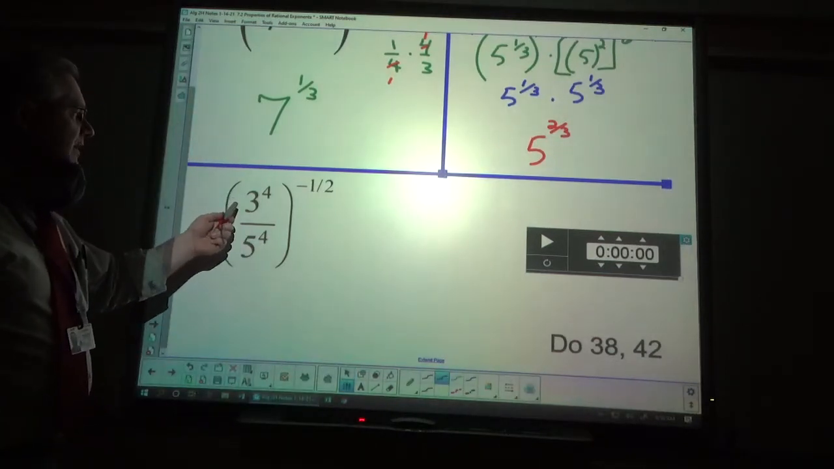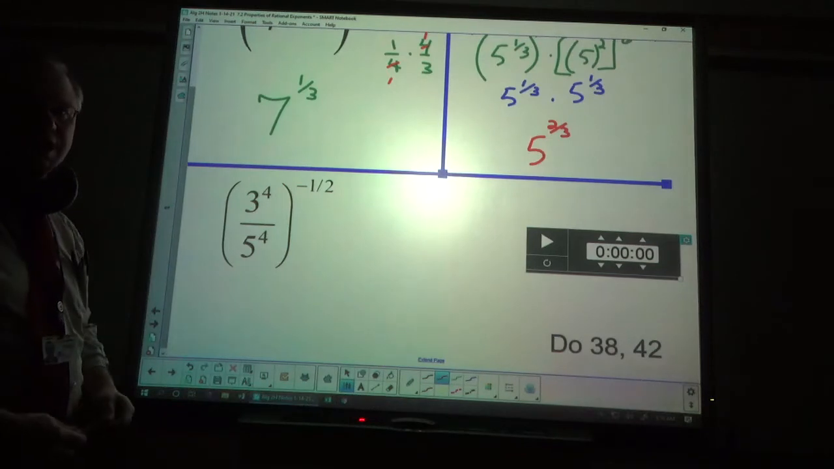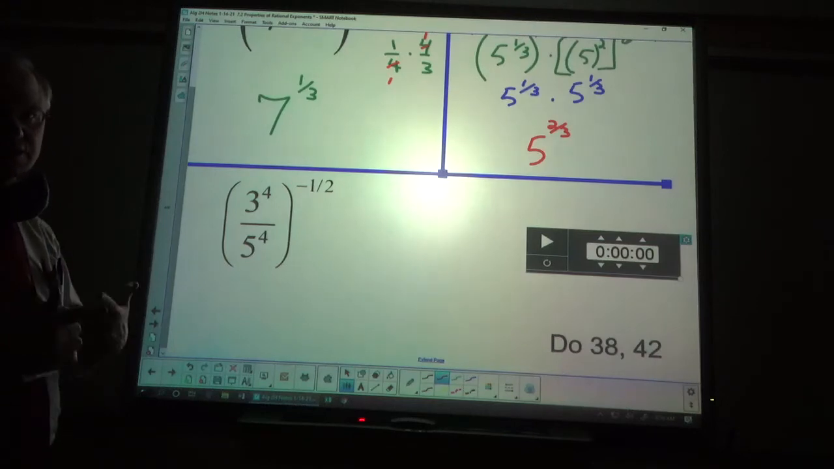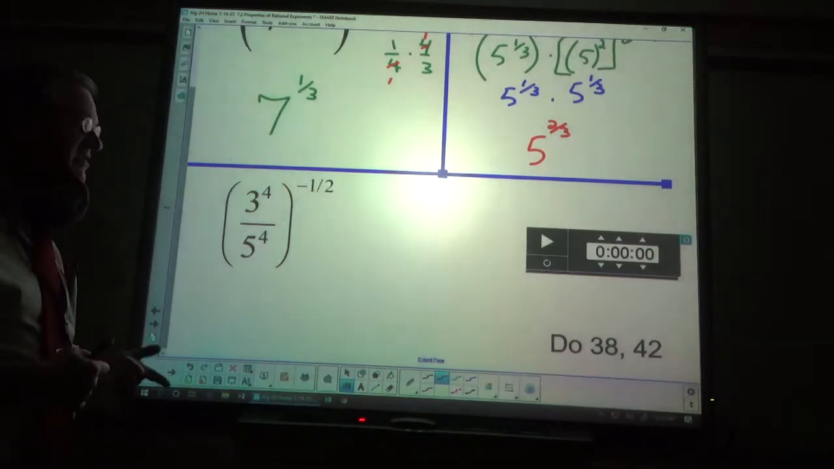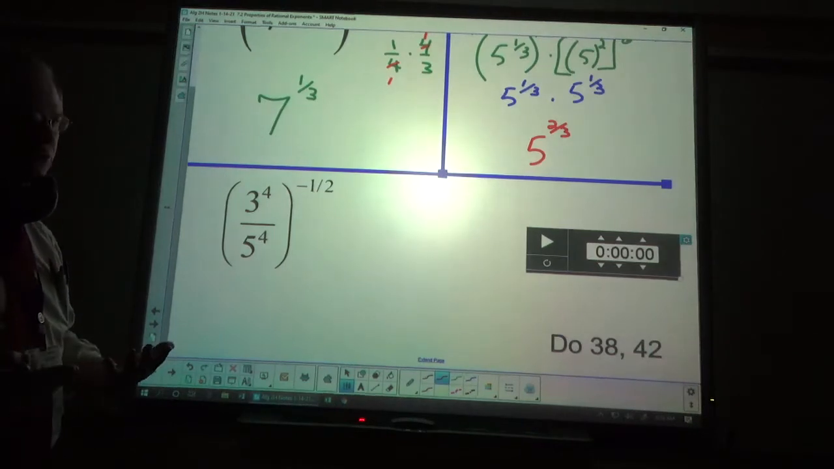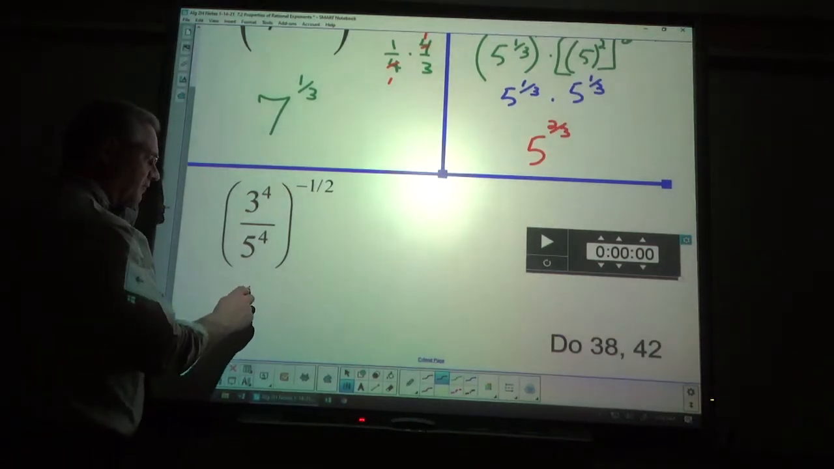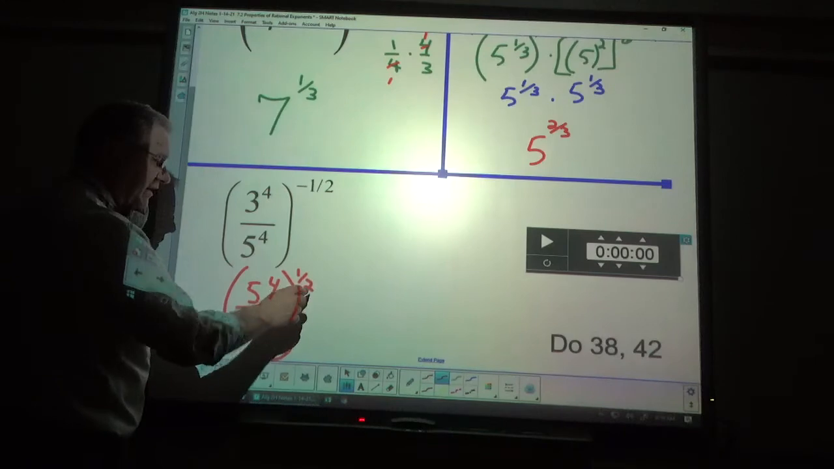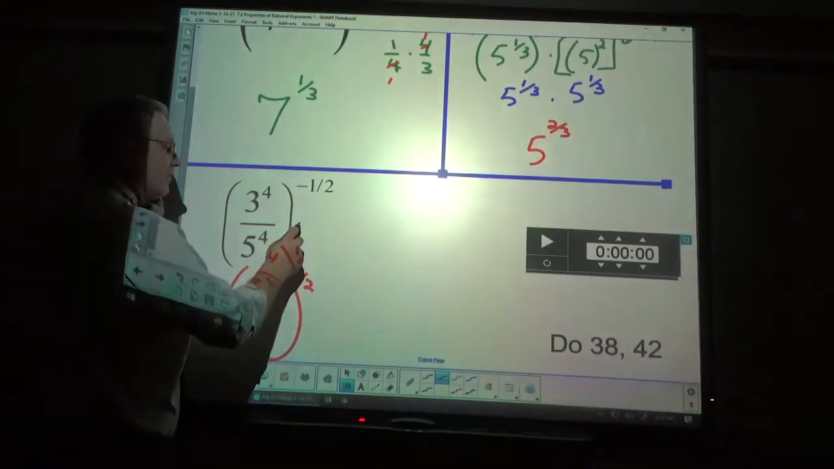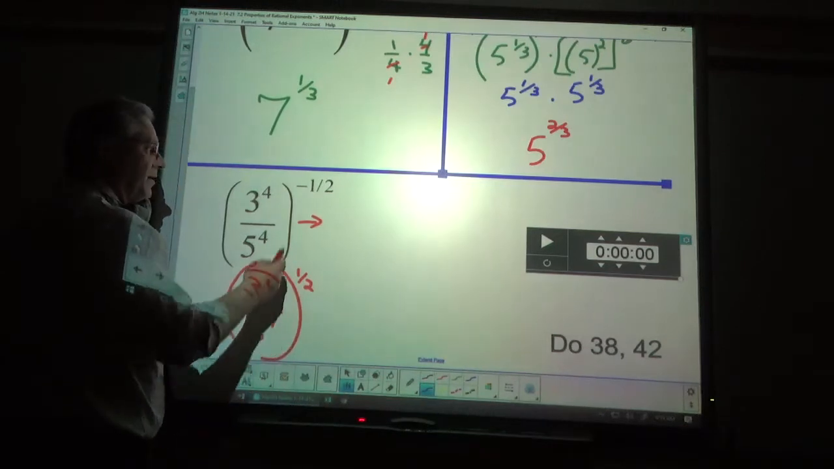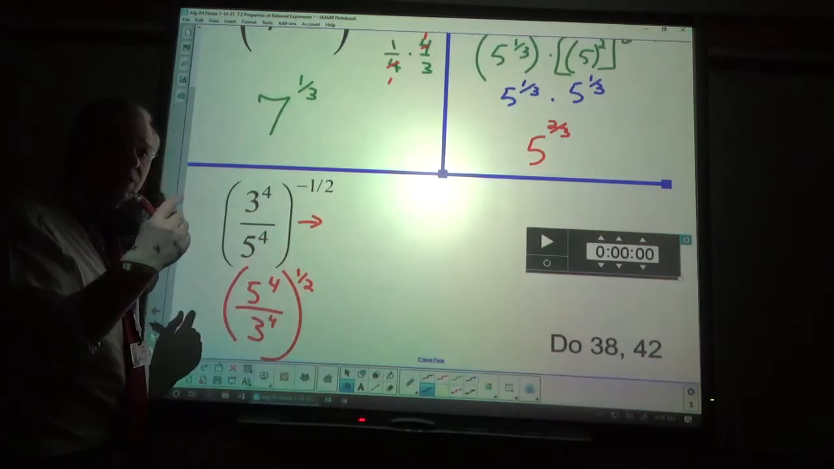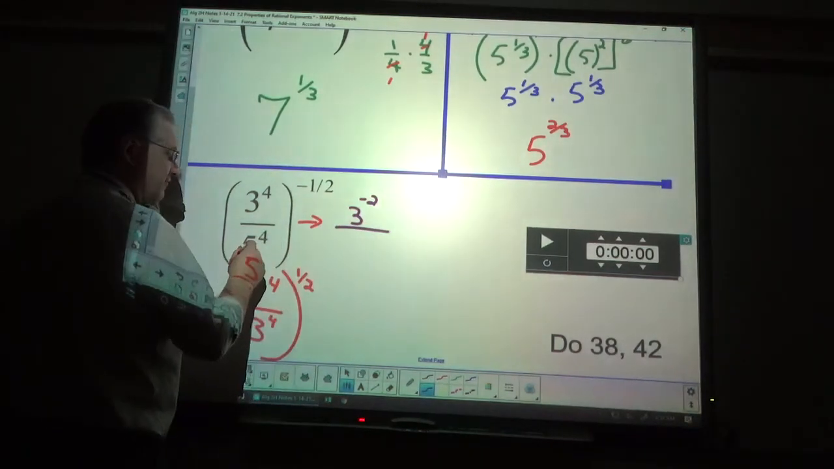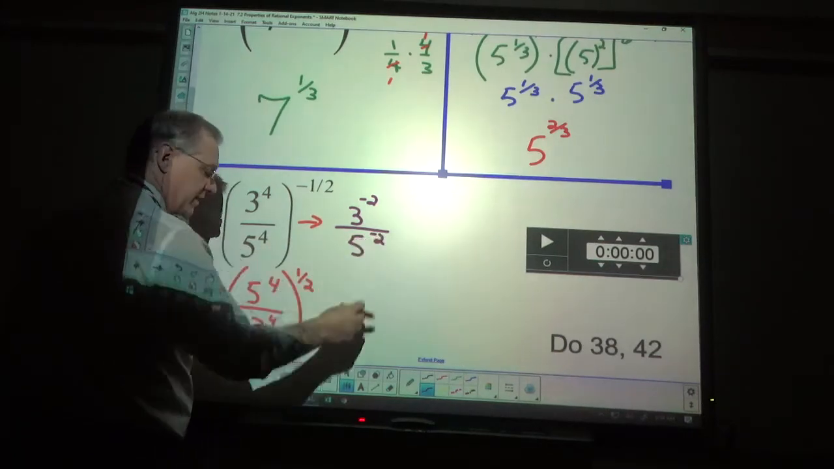We are raising this and this to the -1/2 power. Now, you could apply the -1/2 power and then move things, or you can take the reciprocal and make it a positive power. It's your choice. So if I took the reciprocal and changed it to a +1/2 power and then applied it, not a problem. The other way I could do it is I could apply the power. Remember, power to a power, you multiply exponents. Negative 1/2 times 4 is a negative 2 power.